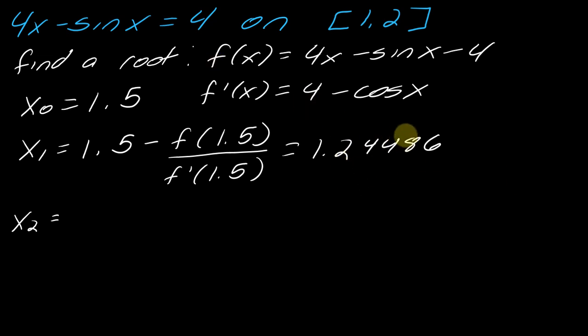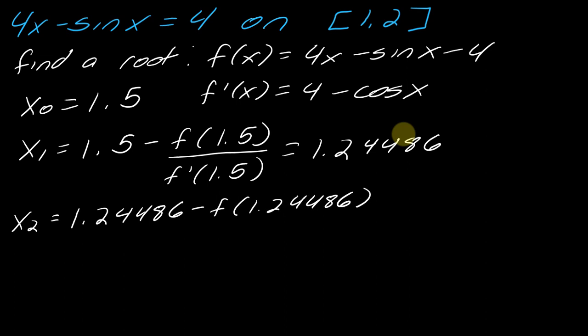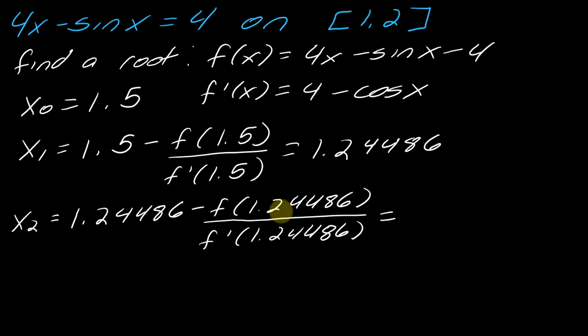Okay, so now I need to plug this into the same formula. So this becomes 1.24486 minus f of 1.24486 over f prime of 1.24486. If I plug all of this stuff in and figure this out, I got 1.23613. Obviously I haven't stabilized, right? I'm still changing decimals. So now let's go to x sub 3.